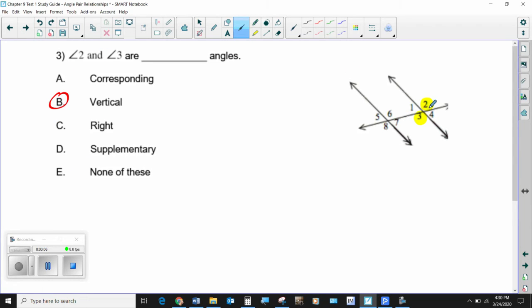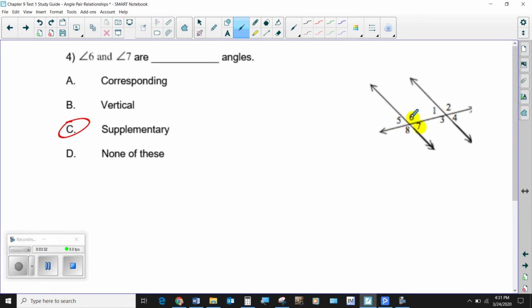Angles 2 and 3 are angles that are across from each other when two lines intersect. So by definition, those are vertical angles, and those are also congruent to each other. If you know the measure of one of these, you can figure out all four of them, because you know the vertical angles are congruent, and the adjacent angles will be supplementary.